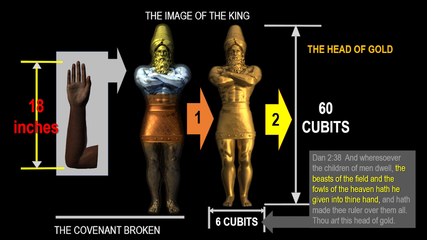In a literal sense, a cubit is the length of a man's arm. It was approximately 18 inches in length, stretching from the elbow to the tip of the longest finger. We're told the golden image was 6 cubits wide and 60 cubits high, which would make it about 9 feet wide and 90 feet tall.